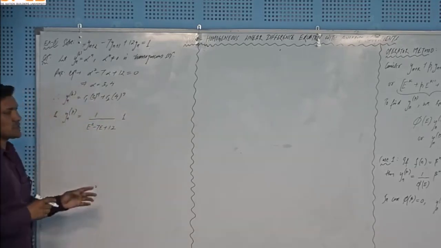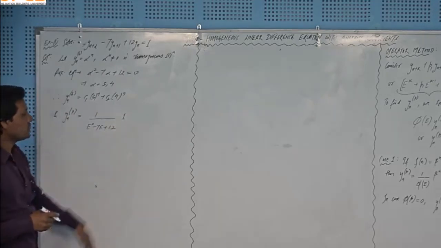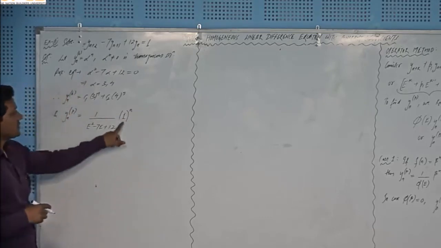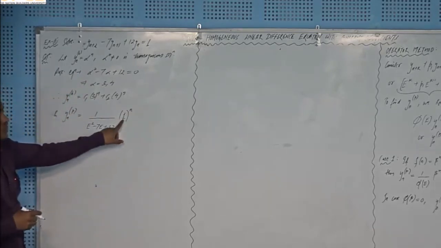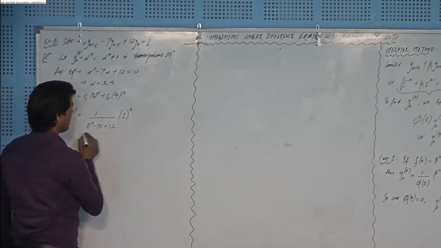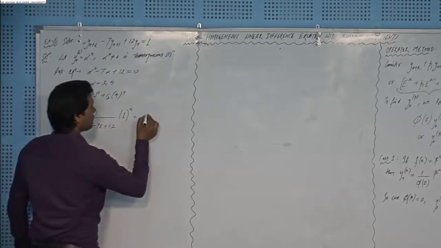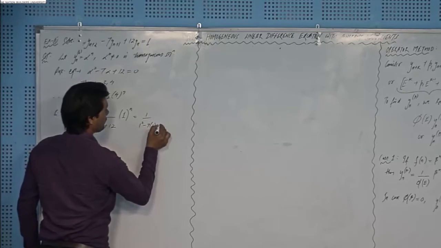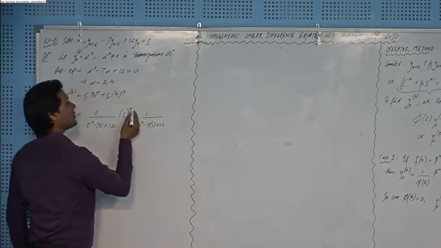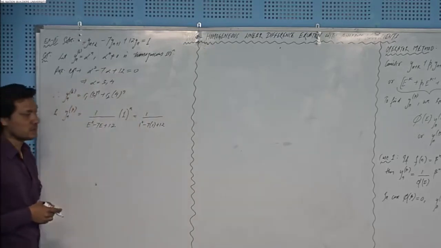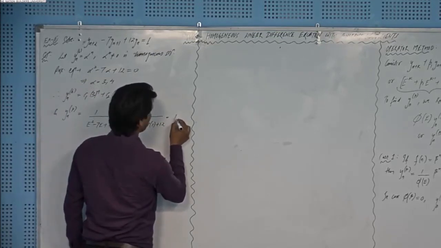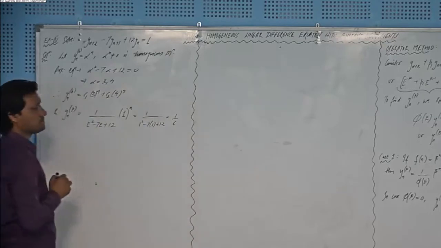But we have the formula for beta to the power n, and this is not in that form. So I will write it as 1 to the power n, because 1 to the power n is equal to 1. So here my beta is equal to 1. I will just replace this capital E by beta, and I will get 1 over 1 squared minus 7 times 1 plus 12. And this 1 to the power n is 1, so I have written 1 only. So it will give you 12 plus 1 is 13, 13 minus 7 is 6, so 1 over 6.